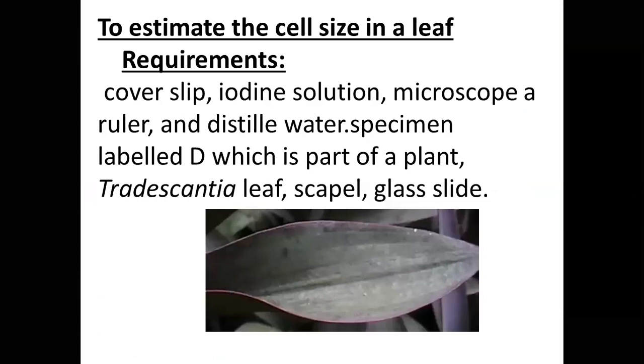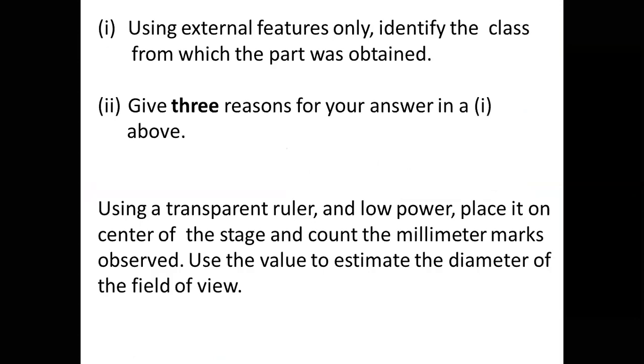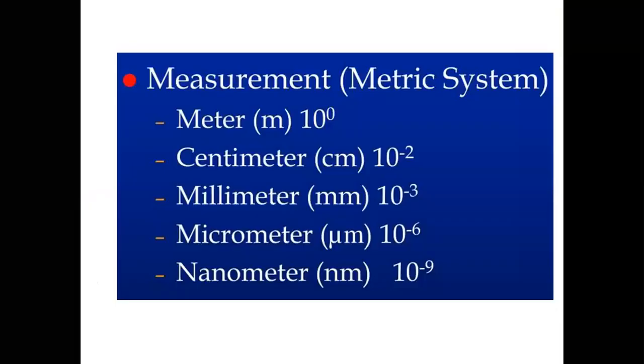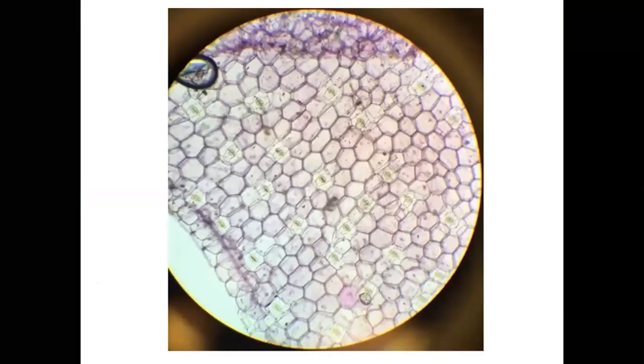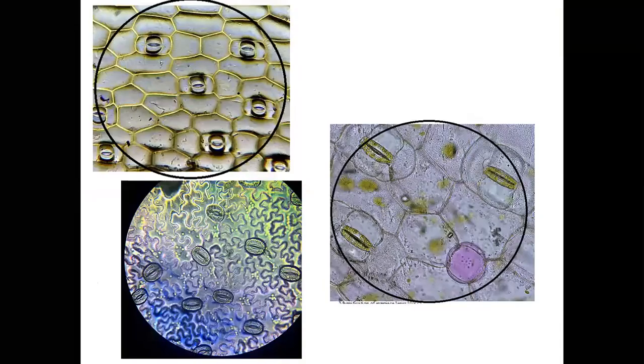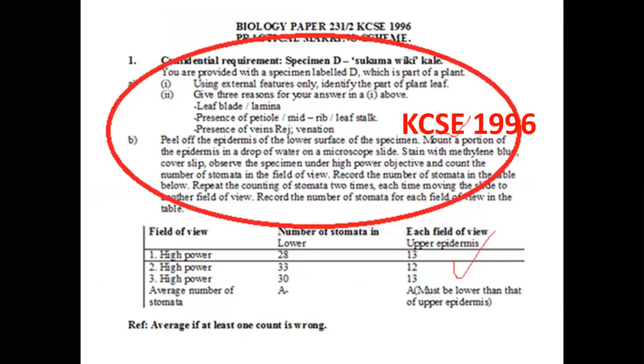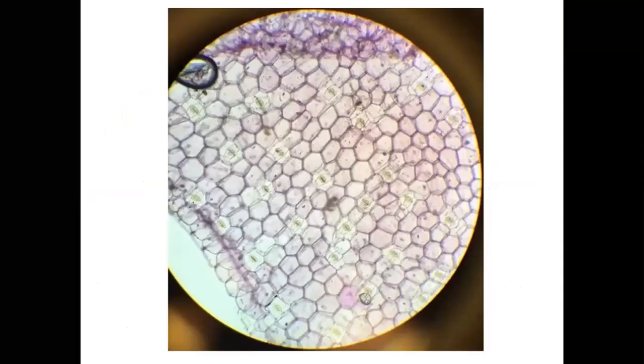Estimating the cell size in a leaf. Now, mainly what we normally use is Tradescantia. I'll talk about that one in a short while. In fact, if you allow me to, I wanted to infuse this with something else.